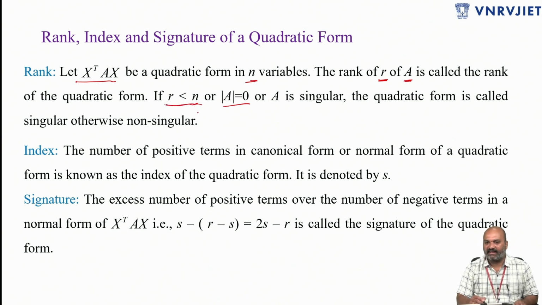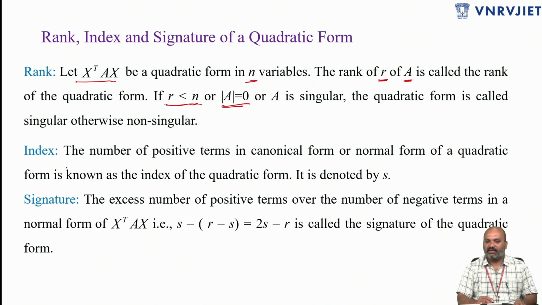In such a case, if rank is less than n, where n is the number of variables, the quadratic form is called a singular quadratic form. If the determinant is non-zero, it is called a non-singular quadratic form. If determinant is 0 or rank is less than n, the quadratic form is called singular quadratic form. If determinant is non-zero, it is called non-singular quadratic form. Next, index of the quadratic form.